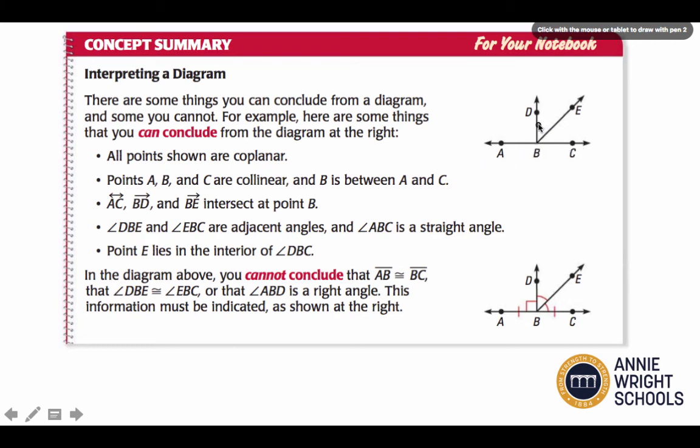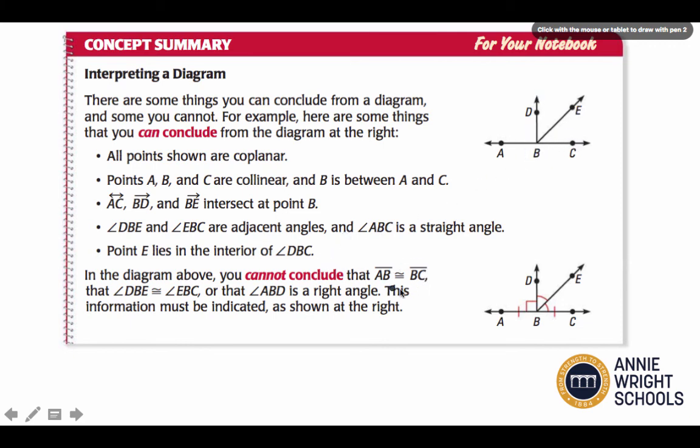You can conclude that angle DBE and angle EBC are adjacent. You can conclude that angle ABC is a straight angle or a line of 180 degrees. You can conclude that E is on the interior of the angle.